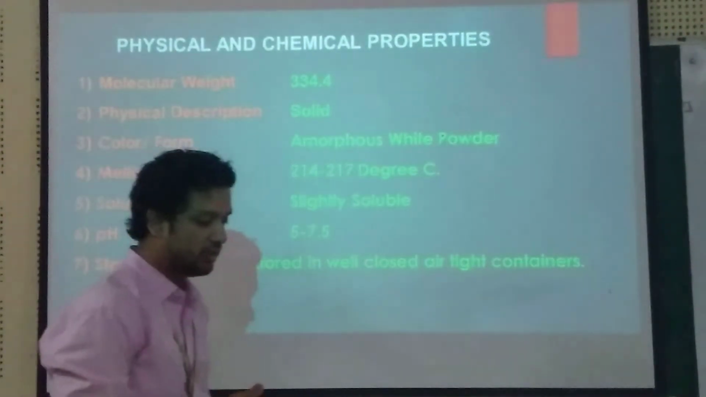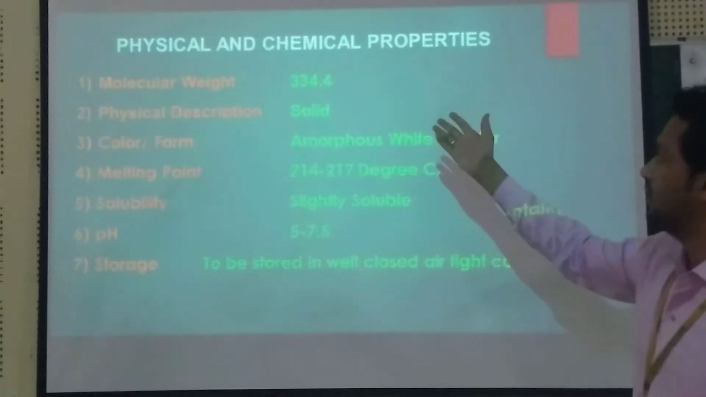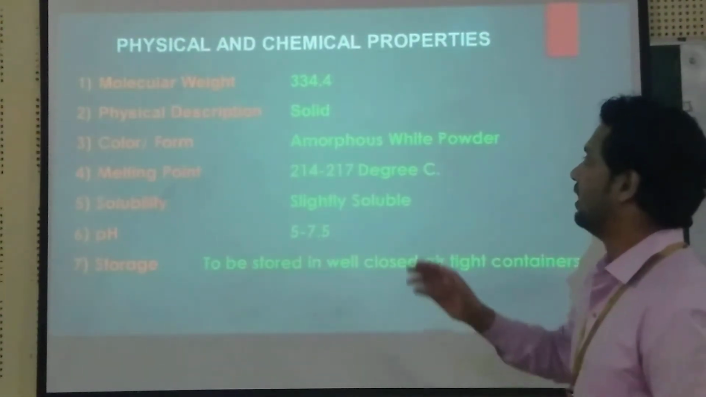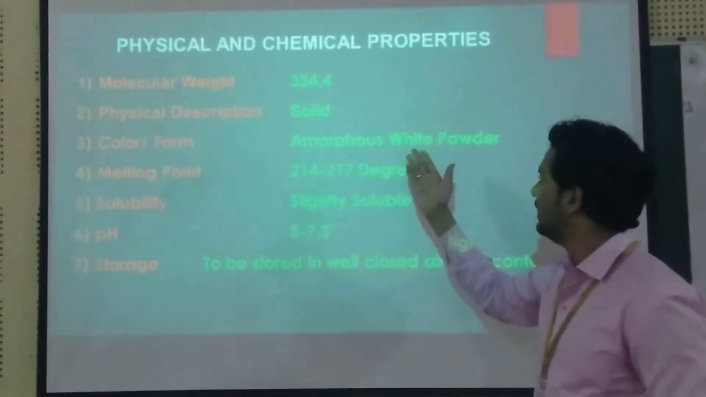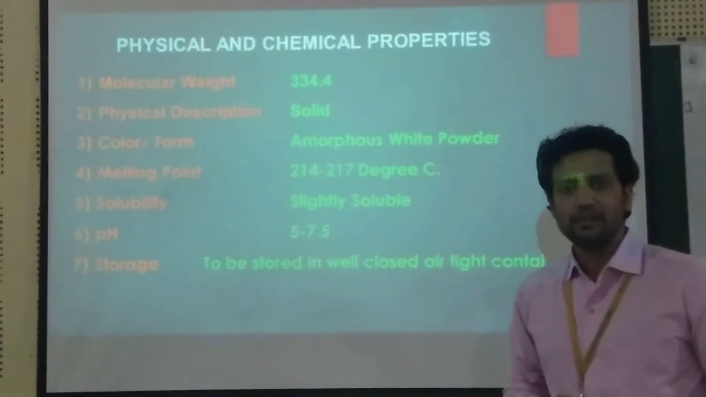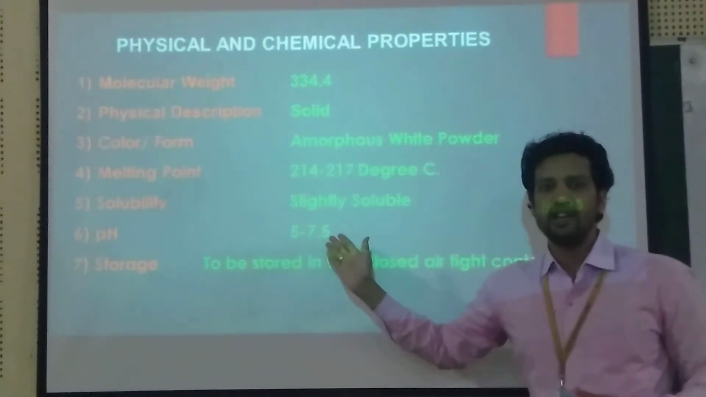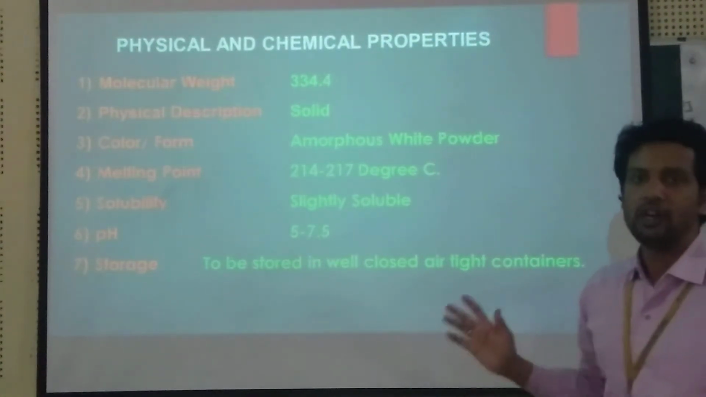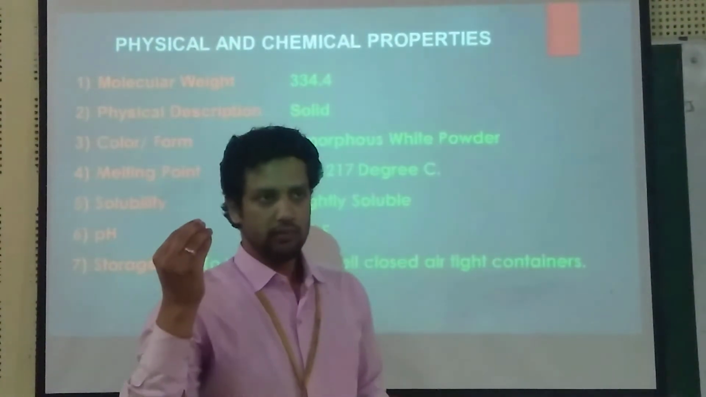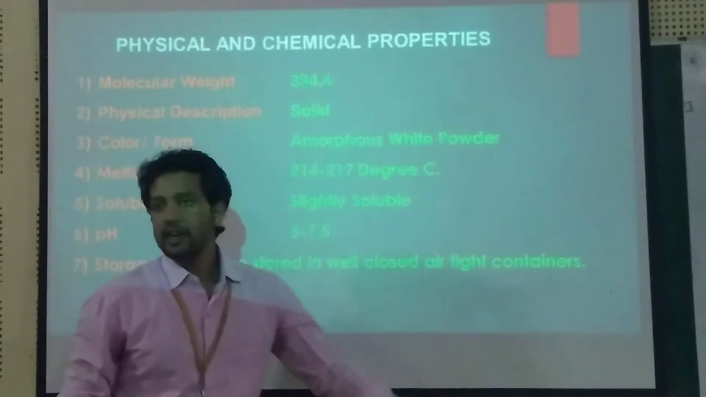So let's talk about some physical and chemical properties of benzyl penicillin. We have a molecular weight of 334, which we can calculate easily from the different atoms present in it. Physical description: it's a solid, an amorphous white powder. The melting point is 214 to 217 degrees centigrade. It's slightly soluble in water. The pH ranges from 5 to 7.5, and it should be stored in a well closed airtight container, because it is hygroscopic in nature, it absorbs moisture from the environment, so it's always stored in airtight containers.